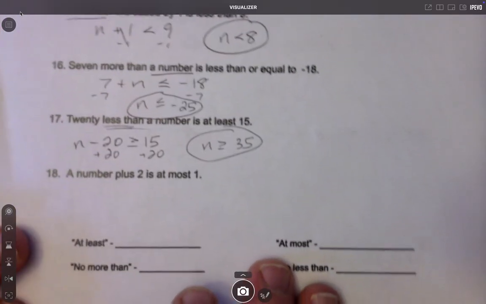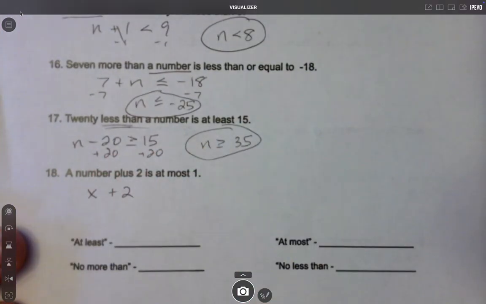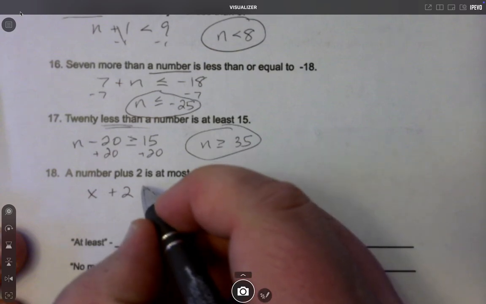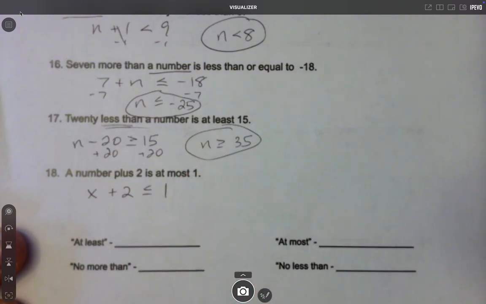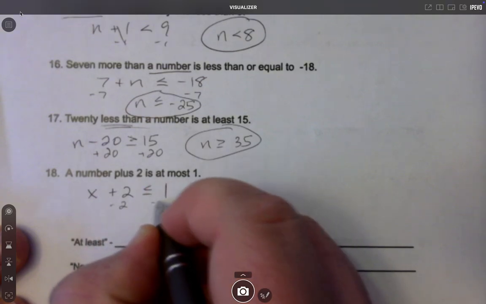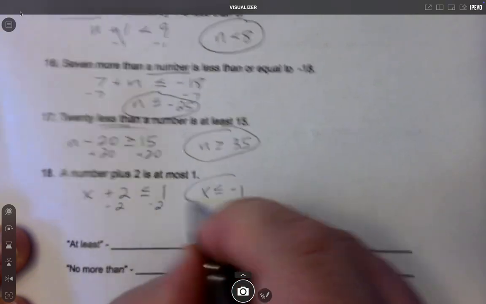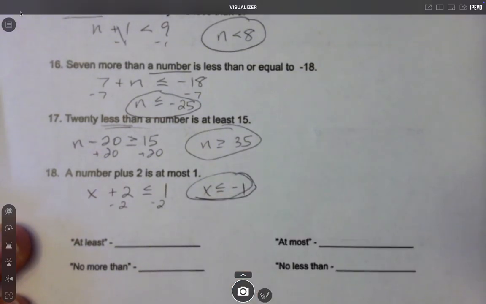Okay, a number plus 2 is at most 1. So at most would mean it's 1 or smaller, so less than or equal to 1. And we subtract 2 from both sides. We get x is less than or equal to negative 1. Oops, sorry.